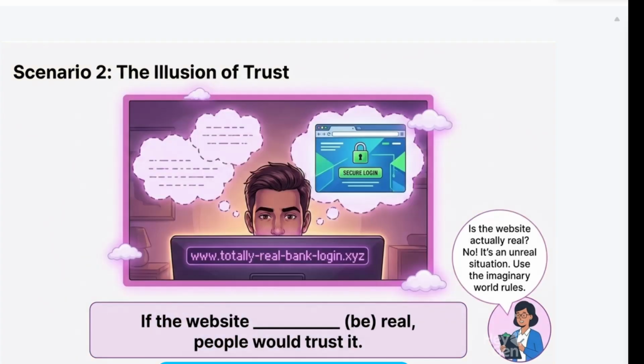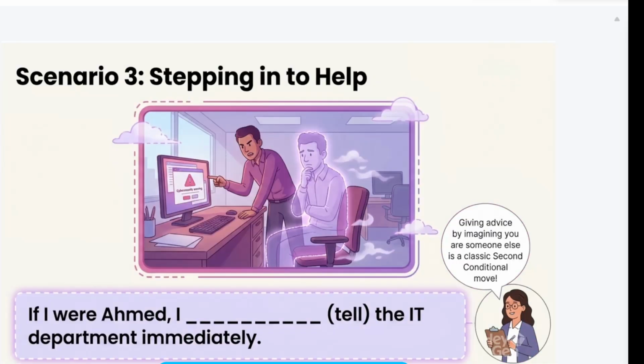Scenario 2. The illusion of trust. Now let's look at a different situation. The question is, is the website actually real? No, it is an unreal situation, so we move into the imaginary world. That means we use the second conditional. The sentence is, if the website were real, people would trust it. Notice the structure. After if, we use were. Then we use would trust for the result. The sentence describes something that is not true in the situation we are imagining.